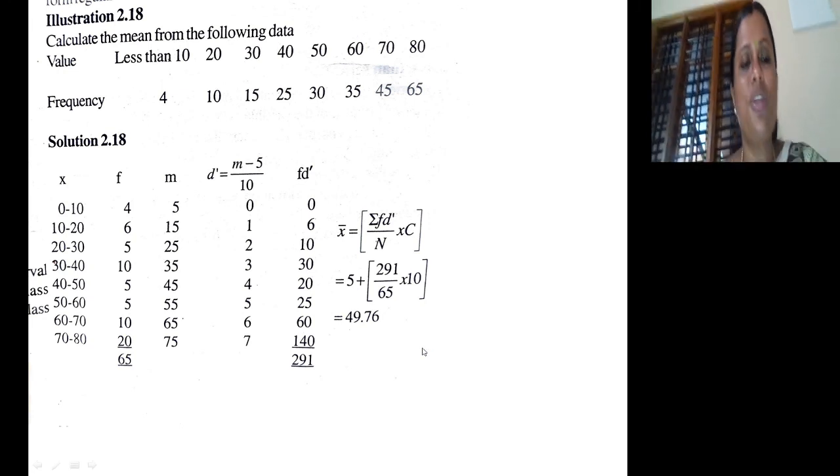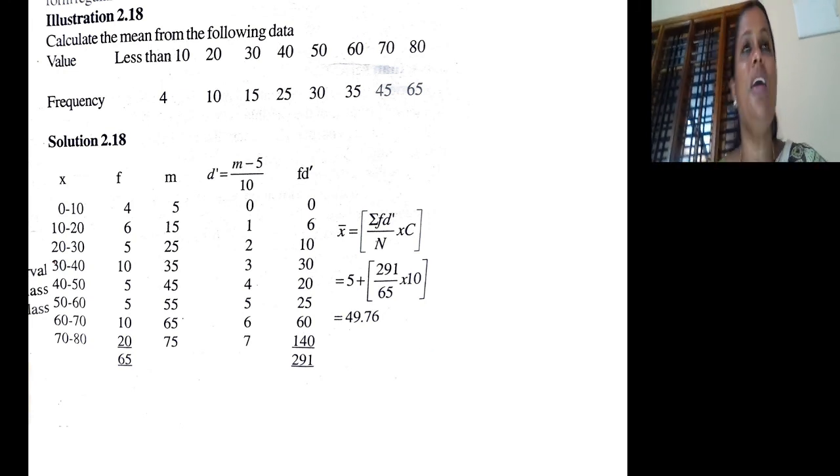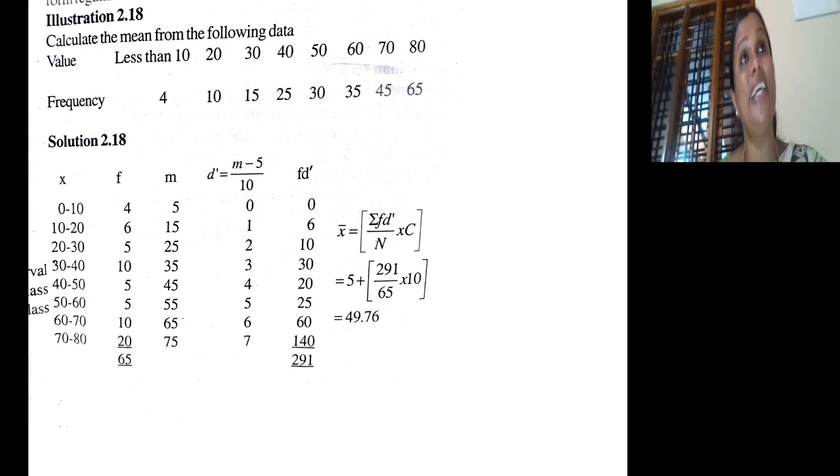It's all about the calculation of arithmetic mean if the problem is given as a less than series.